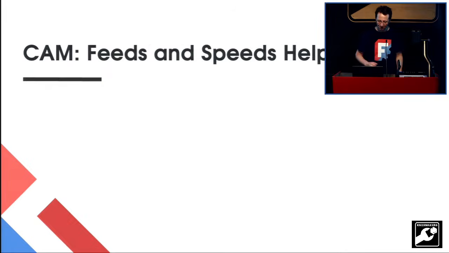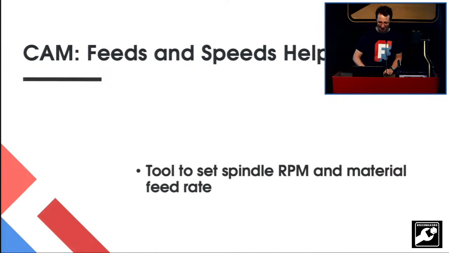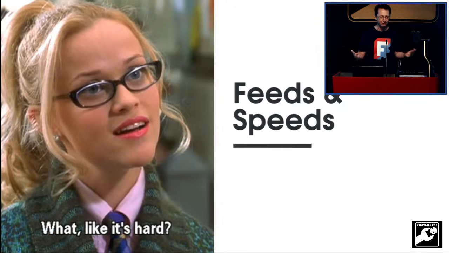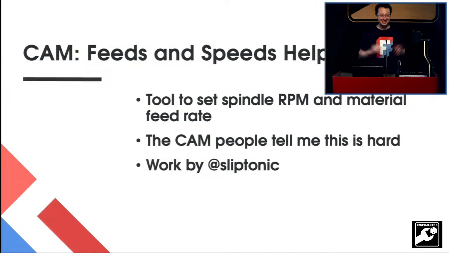So, okay. CAM, Feeds and Speeds Helper. I had to ask the CAM team a little bit about this one. This is a tool to set the spindle RPM and material feed rate, and I guess I was a little confused by this yesterday because it didn't seem like that big of a deal, but they tell me that actually that is a big deal. This is something that is quite challenging to do. There's a lot to it that involves lots of physics and probably math and things that I'm not smart enough to understand.